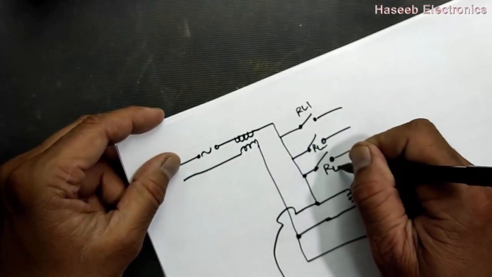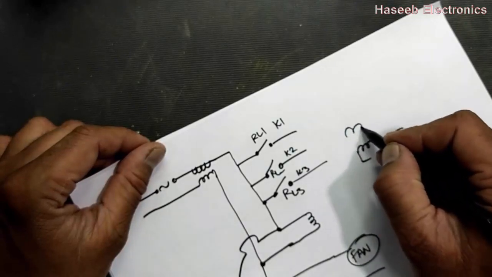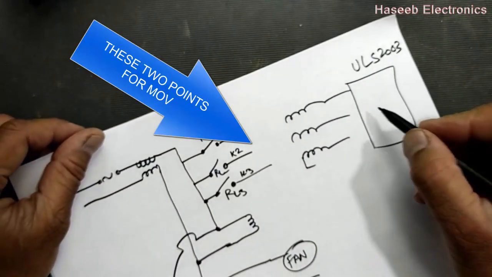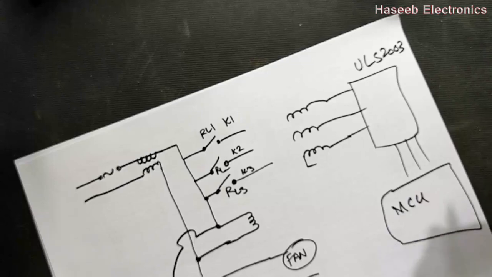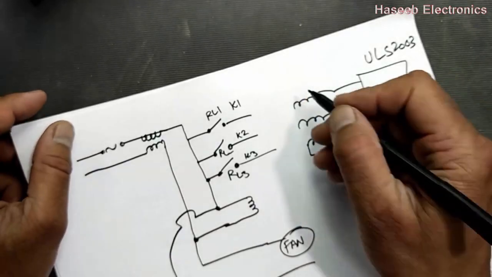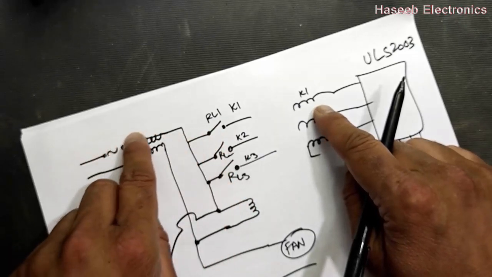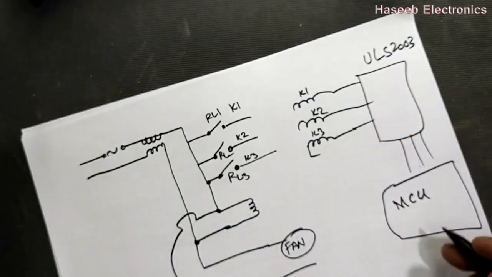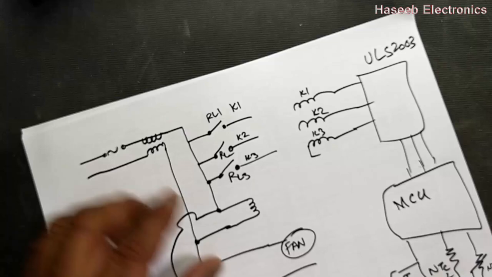RL1, RL2, RL3 are K1, K2, K3: the first relay, second relay, third relay. These are controlled by the ULN2003, and here we give the command from the MCU, the microcontroller unit. The microcontroller will drive these relays, the K1 coil. When this relay operates, it makes contact and we take this 220 volt output. The same for K2, K3. On this microcontroller we have NTC1, NTC2, and the current transducer.